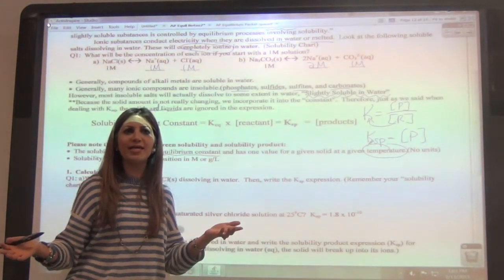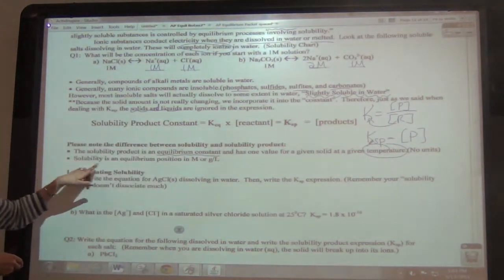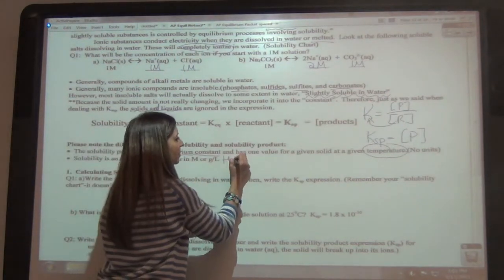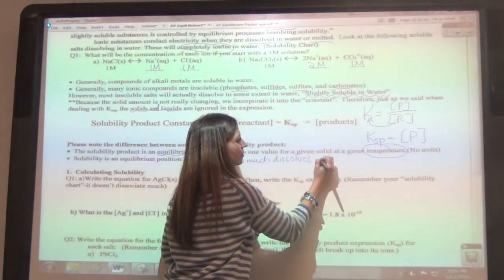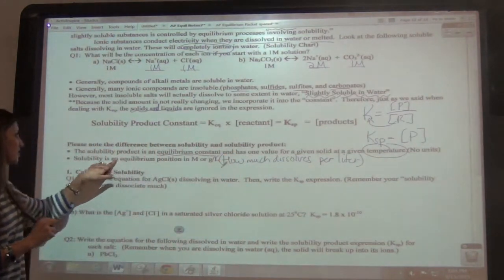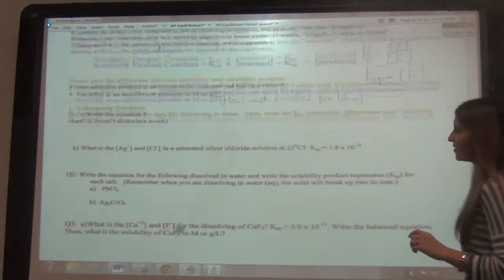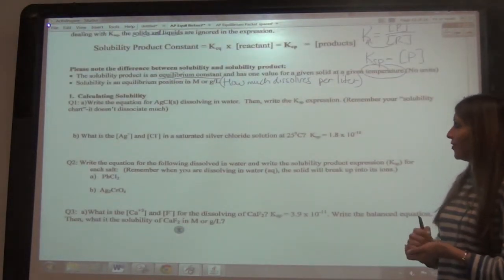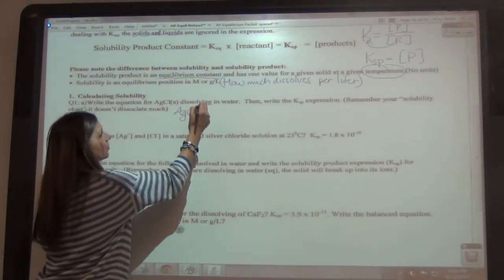What can change your Keq? Temperature. Perfect. Solubility is simply an equilibrium position, and that's going to be how much dissolves per liter, for example. So that's basically what this is telling us, solubility. Let's see if we can calculate it now. So calculating solubility. Question 1 says, write the equation for AgCl dissolving in water. Then let's write our expression. So AgCl, solid, is going to break up into what?